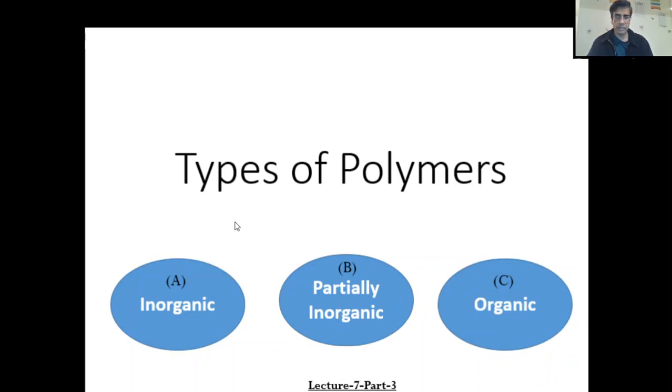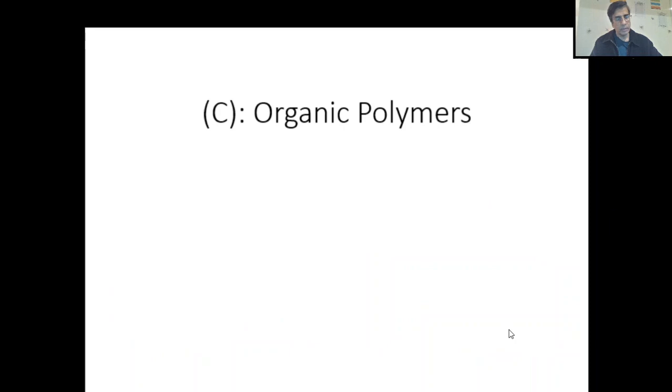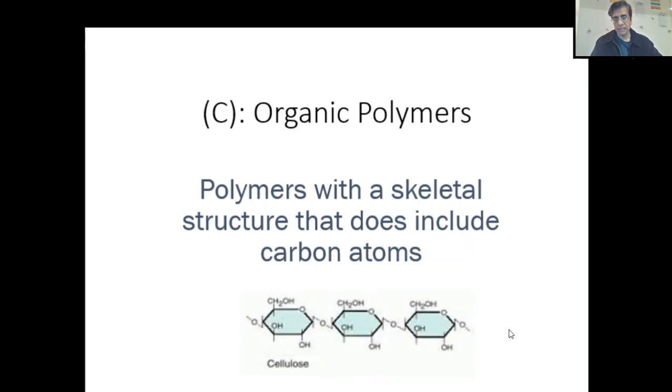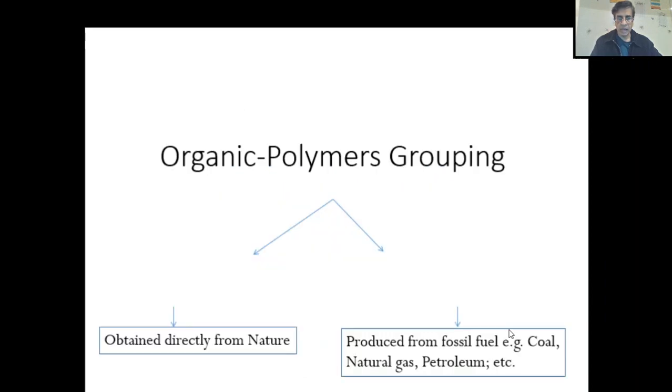So in the previous lecture, we discussed the inorganic and partially inorganic polymers, and this is the third part of the lecture. Now in this particular lecture or video, we'll talk about the organic polymer. Organic polymers are polymers that must have carbon atoms in the backbone of the skeleton. For example, this is cellulose, and then this one. After that, we have organic polymer grouping.